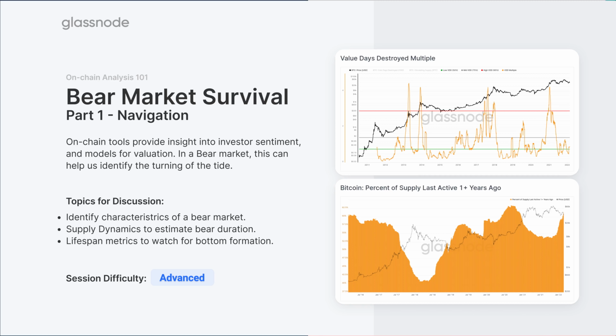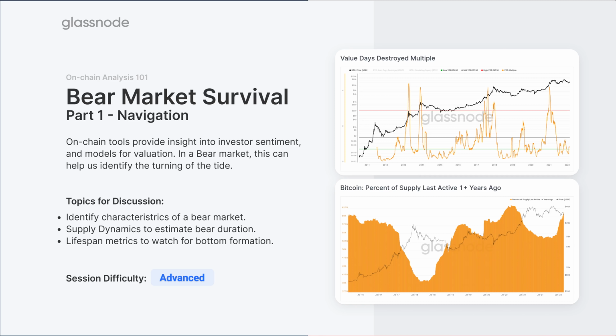So we're going to use these on-chain tools, which really provide insight into the investor sentiment. And what we do see during a bear market is a general transfer of wealth from the weaker hands, people who came just for the excitement, into the stronger hands, the hodlers, the buyers of last resort.